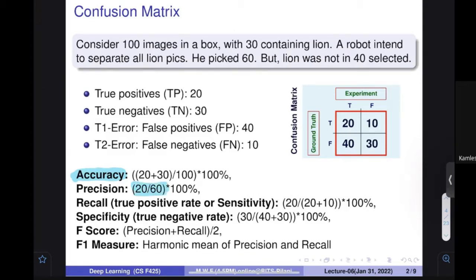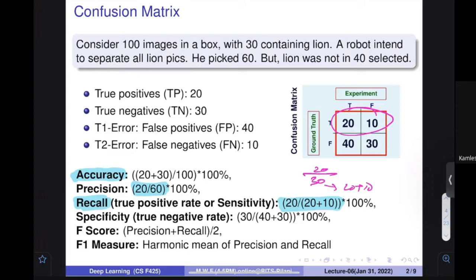And similarly there is another notion called recall. Recall says that because I have intended my machine to find out the line images, out of these 30 images, how many images has he returned to me? 20. So recall was 20 divided by 30. 30 is again 20 plus 10. So using this table again, I can find out what recall specifies: for the task for which I have actually deployed my system, how good my system is.